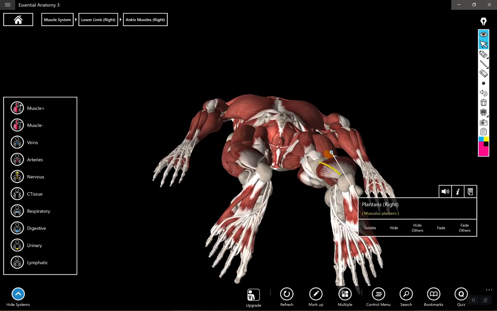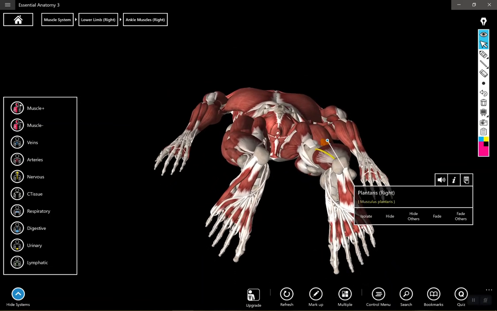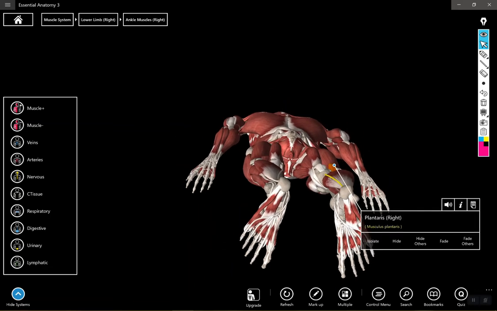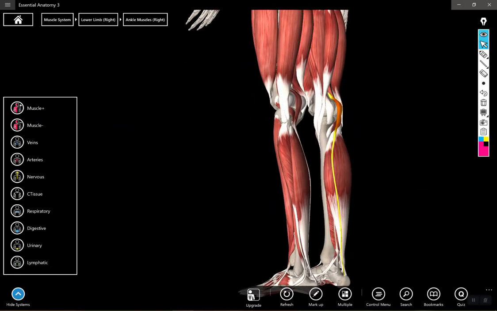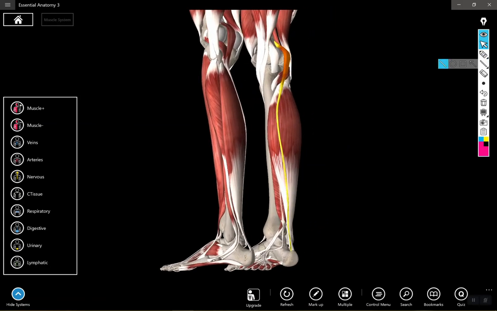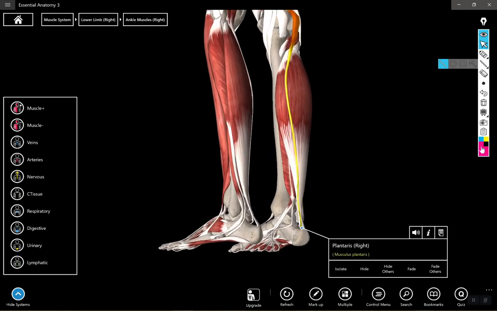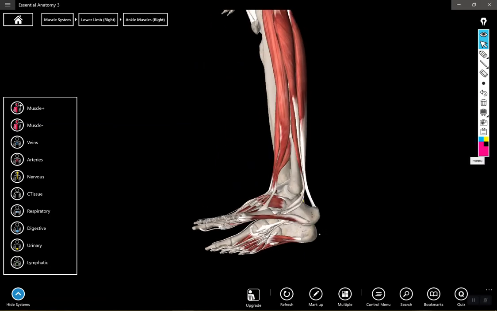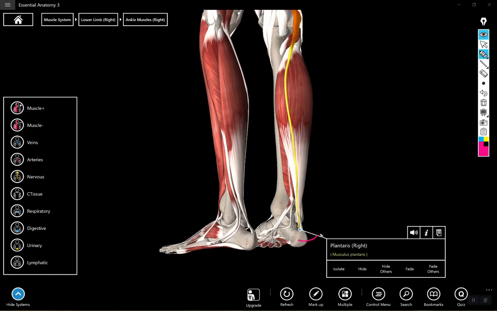And so if this little plantaris flexes, what you're going to see is that it is going to pull on the calcaneus to pull it this way, which is going to cause the front of the foot to move down. So plantar flexion is what we call that. Pointing your toe is plantar flexion. The plantaris helps with plantar flexion. It's not the only muscle that does that, but it is a fun one because of its long tendon and its weird spot that it's in.